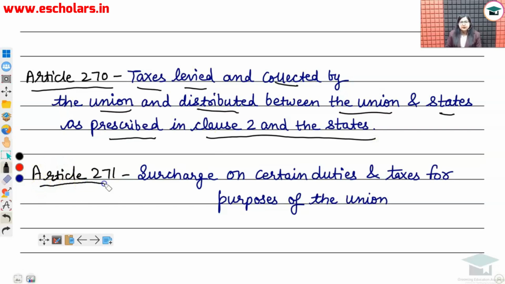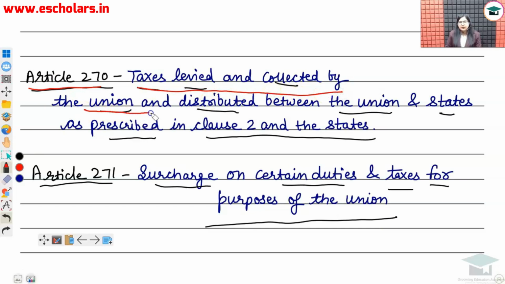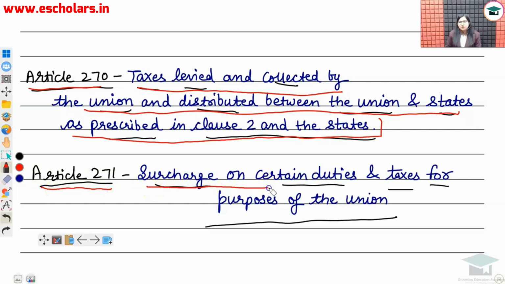Article 271 is basically related to the surcharge on certain duties and taxes for purposes of the union government. Okay, so let's recall it till now. Article 270: taxes levied and collected by the union and distributed between the union and states as prescribed in clause 2 and the states. Article 271 is related to surcharge on certain duties and taxes for purposes of the union.